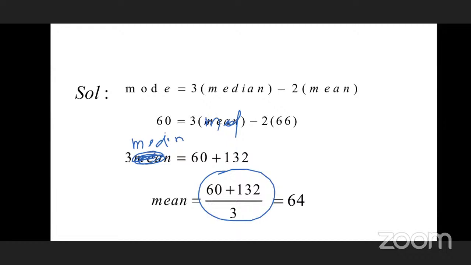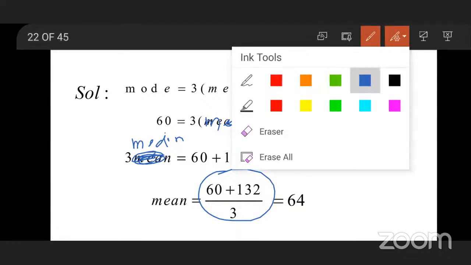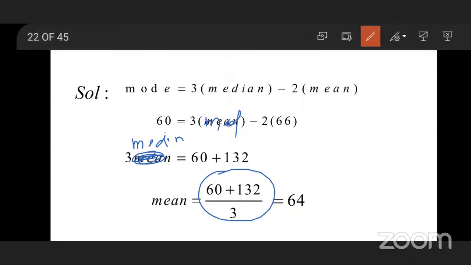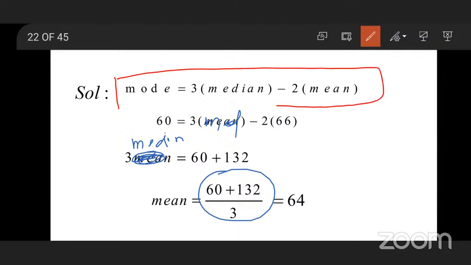What is the formula? Listen carefully. Mode is equal to 3 median minus 2 mean only. Not in the IB syllabus, just the entrance syllabus. Write the formula, take a screenshot. Mode is equal to 3 median minus 2 into mean only.